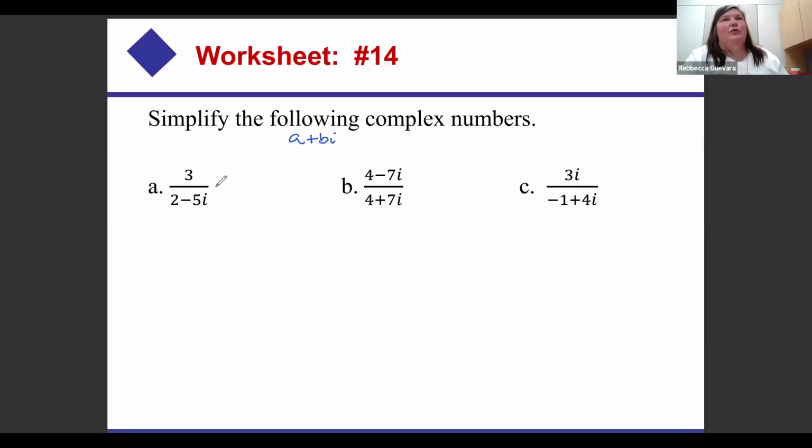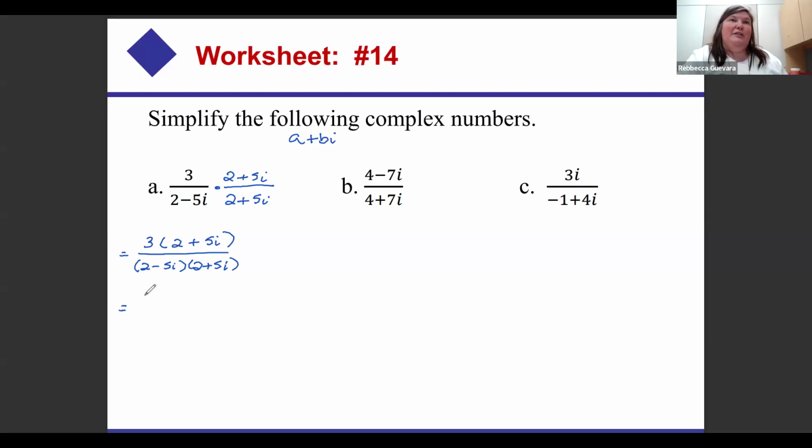Okay, so for the first one, we multiply by the conjugate of the bottom, so that would be 2 plus 5i. We multiply the top and the bottom by it. So the top is 3 times 2 plus 5i, and the bottom is going to be 2 minus 5i times 2 plus 5i.